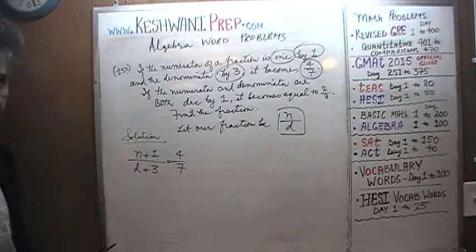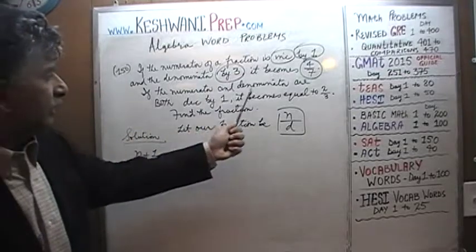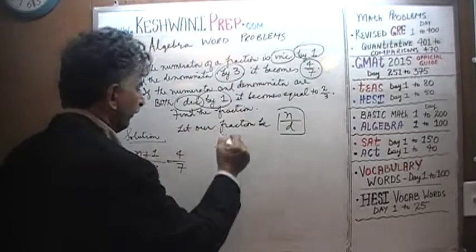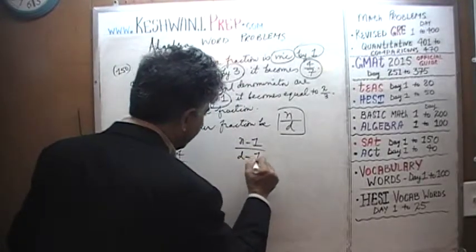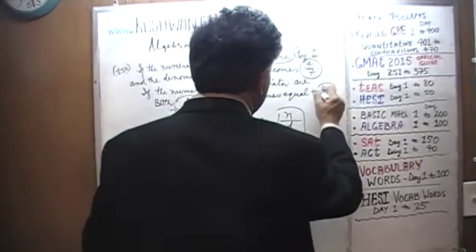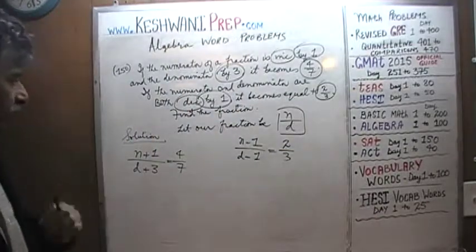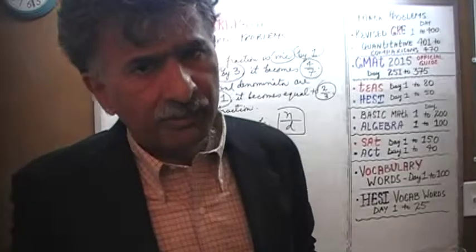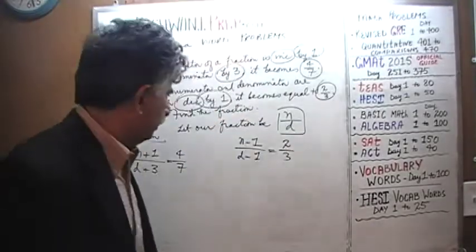Let's move on. The second sentence will give us our second equation. We are told that if numerator and denominator are both decreased, this time we're going to decrease them by 1. So here's our numerator, decrease it by 1. Here is our denominator, decrease it by 1. And we are told that if we were to do that, it becomes equal to 2/3. There you go. Two straightforward simple linear equations, two unknowns, we should have no problem.